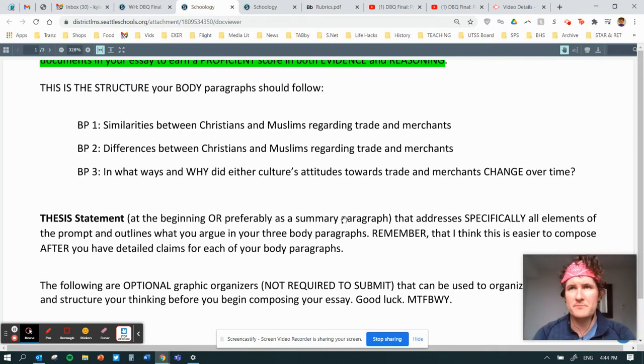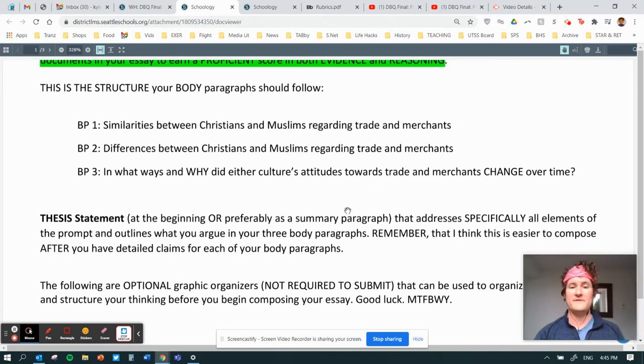Here is the general structure that honors and on-level students' body paragraphs should follow. As I've been reading and rewriting this prompt for years, to me this makes the most sense. Body paragraph 1 should be about similarities between Christians and Muslims regarding trade and merchants. Body paragraph 2 should be about differences between Christians and Muslims regarding trade and merchants. And then body paragraph 3: in what ways and why or how did either culture's attitudes toward trade and merchants change over time? Those seem like the 3 groupings or 3 buckets.